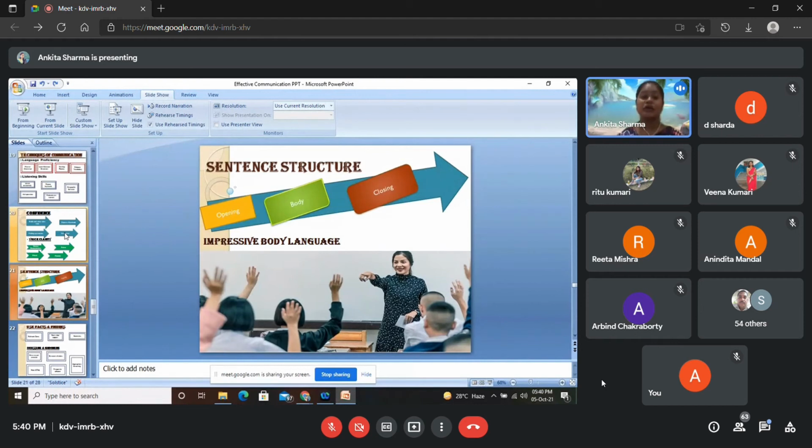Then impressive body language. As you can see in this picture, the teacher standing here has very good body language where she's instructing the child. She seems very confident and she has the right body language where the child is also interested in studies. So impressive body language also matters when you're talking with somebody.